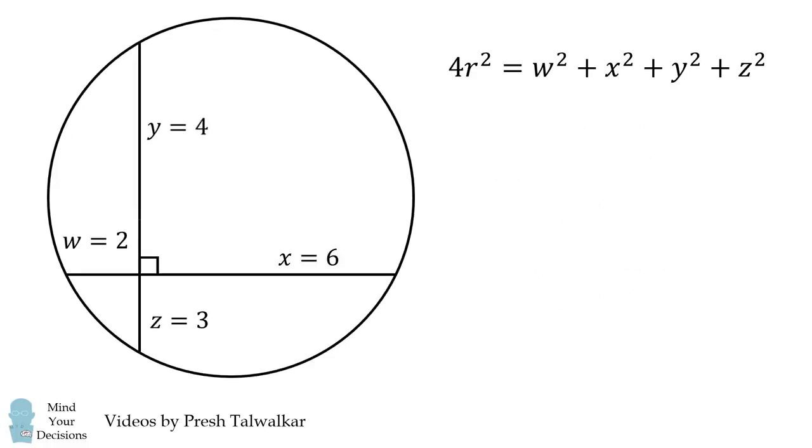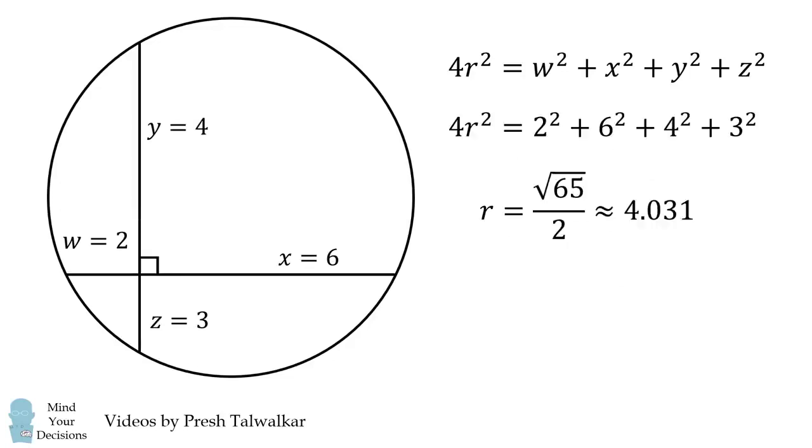So we now have all 4 values, and we can simply substitute them into our formula and solve for the value of the radius. And we'll get the square root of 65 all over 2, which is approximately 4.031. Wow, that's a very direct way to solve this problem. But what if you didn't know this formula? Well, let's actually prove why it works.